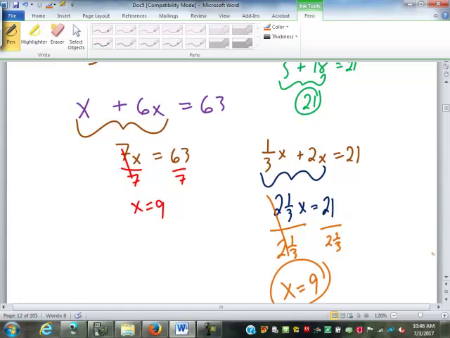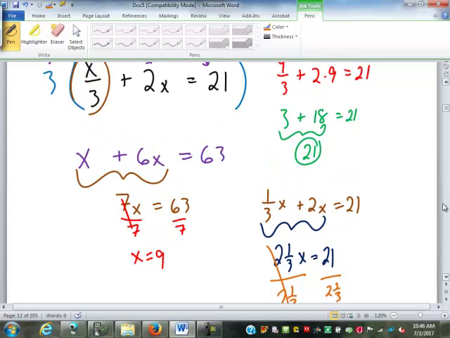21 divided by 2 and 1/3 is 9. We're going to get the same answer either way. Now, I don't mind working with fractions. Since I don't mind working with fractions, for me, it doesn't bother me to do it like this.